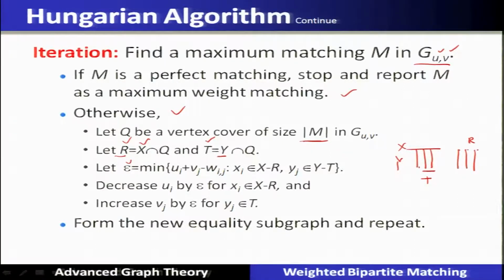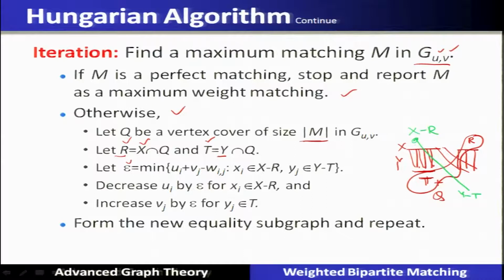And all other nodes are basically touching them like this. So, T plus R together will form a vertex cover that is called Q. Here we have to find out an edge this way. This is Y minus T and this is X minus R.